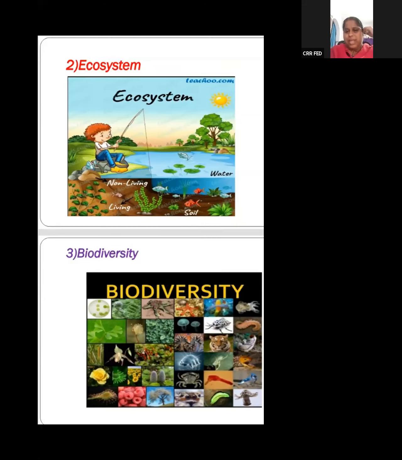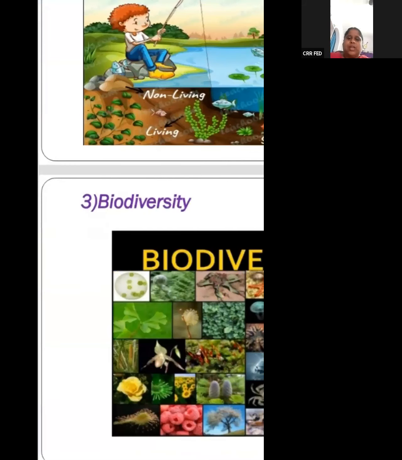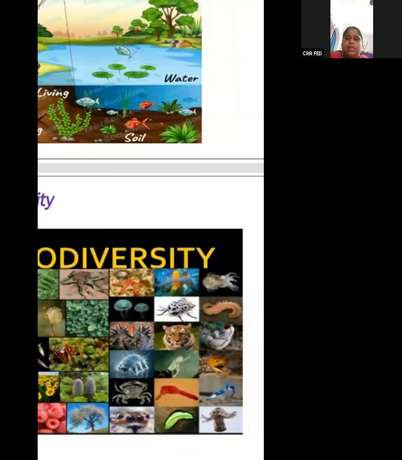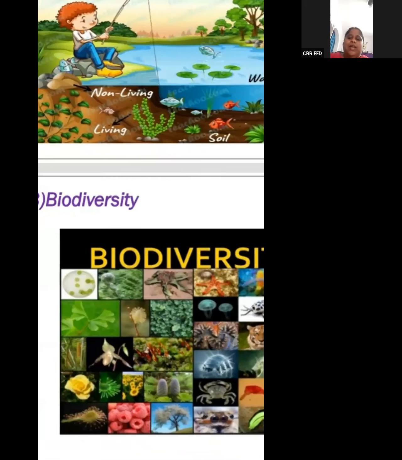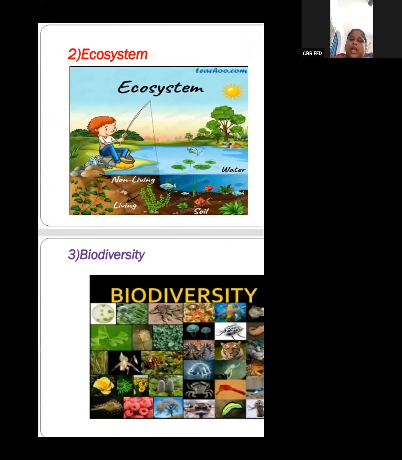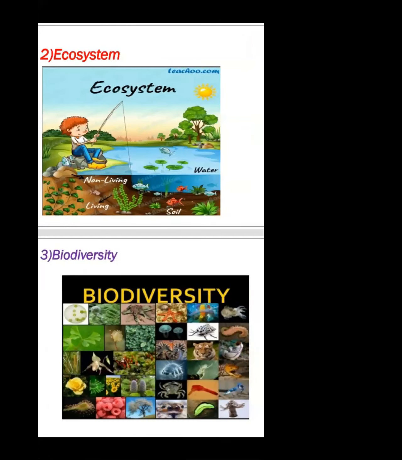Man is the leader of those organisms and other organisms are playing important roles. That is the ecosystem. The next importance is biodiversity. Biodiversity means variety and variability. Bio means living organisms. So variety and variability among all kinds of living organisms is known as biodiversity. In this picture we are showing different kinds of plants, different kinds of animals, different kinds of microorganisms. Human beings are also present on this earth.